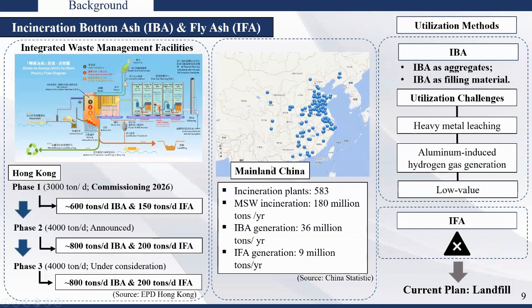In mainland China, incineration is more mature, with more than 583 incineration plants, generating 36 million tons of IBA per year and 9 million tons of IFA per year. So it's a huge amount. People are trying to utilize IBA and IFA, but there are a couple of challenges, including heavy metal leaching, aluminum-induced hydrogen gas generation, and low value for IBA. For IFA, we don't have a good solution yet.